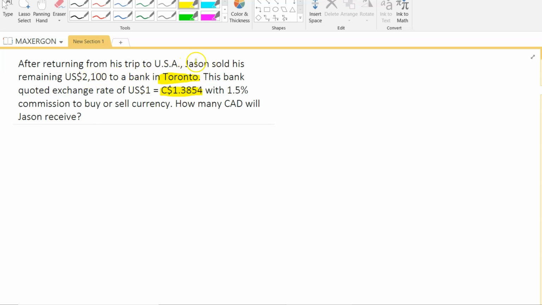The thing is that Jason sold his US dollars to a bank in Toronto. However, because United States dollars are a product in Canada, it is not domestic currency in Canada, and we always consider buy or sell rate from the position of a bank. In this case, the bank bought US $2,100 from Jason. So therefore, we're talking here about buy rate.